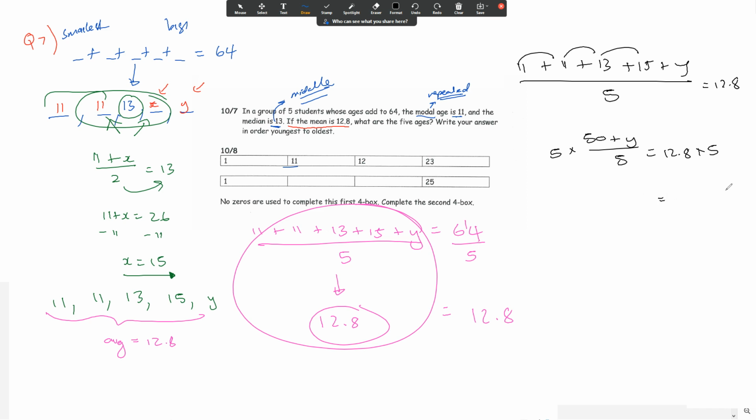Now, if I multiply by 5 on both sides, then what am I actually doing here? I'm actually saying that 64 divided by 5 is 12.8. So what's 12.8 multiplied by 5? 64. That cancels out. We're left with 50 plus y, and so therefore y is going to equal 14. Alright, so y will equal 14.